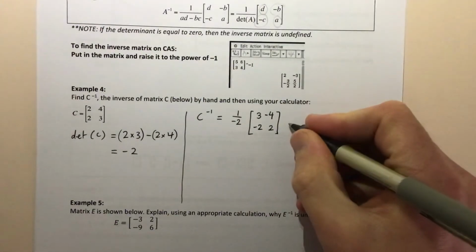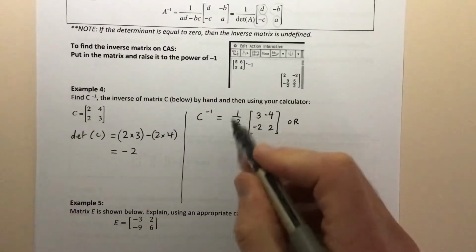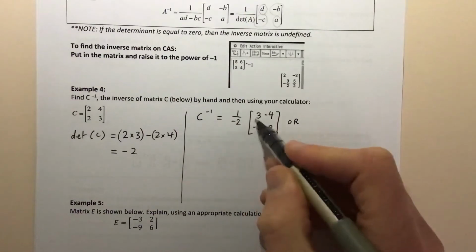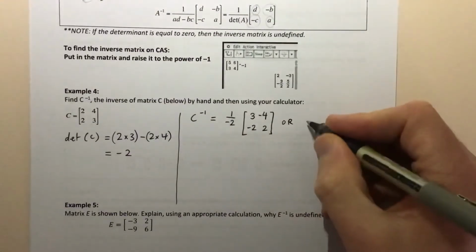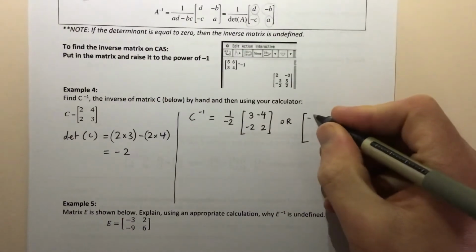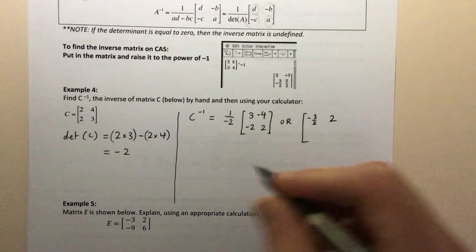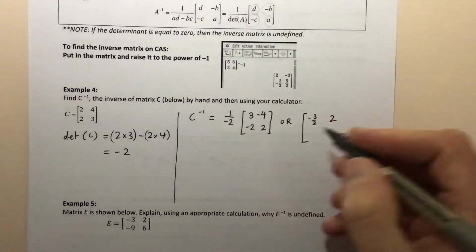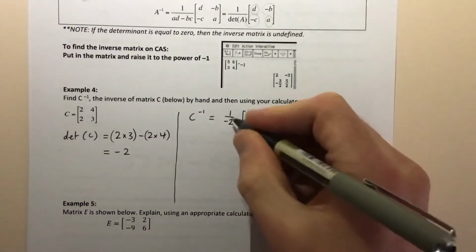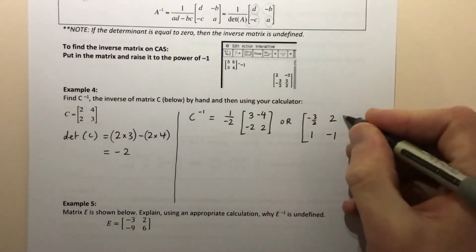Right, now it is okay to leave your answer like that, okay, and it's completely acceptable, but it's also possible that we can write, so I'm going to say or, because I can write it either way, we can actually multiply that -1/2 into each of the elements. Remember, when you multiply by a scalar, you just multiply all the elements inside the matrix. So we could also make this -3 over 2, +2, because -1/2 times -4 would give us +2. -1/2 times -2 would give us +1, and -1/2 times +2 would actually give us -1.